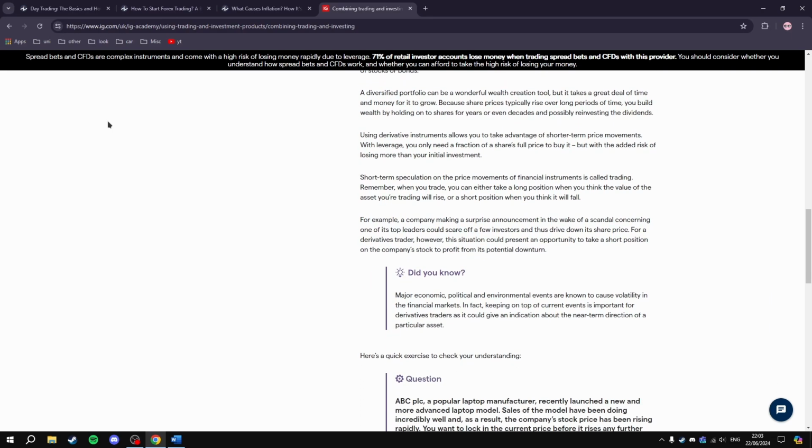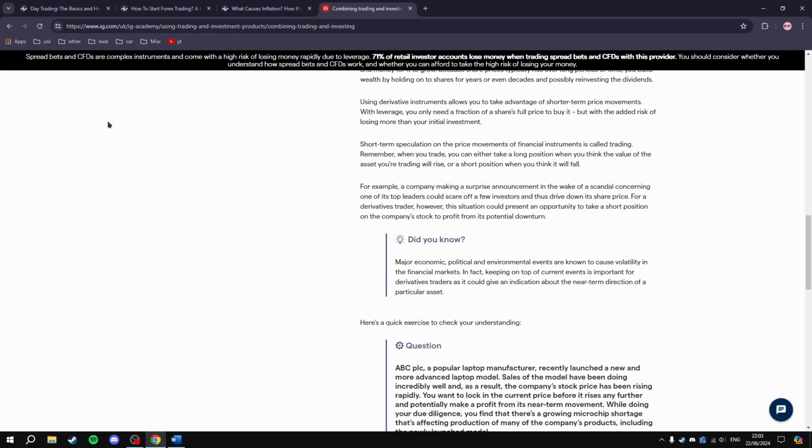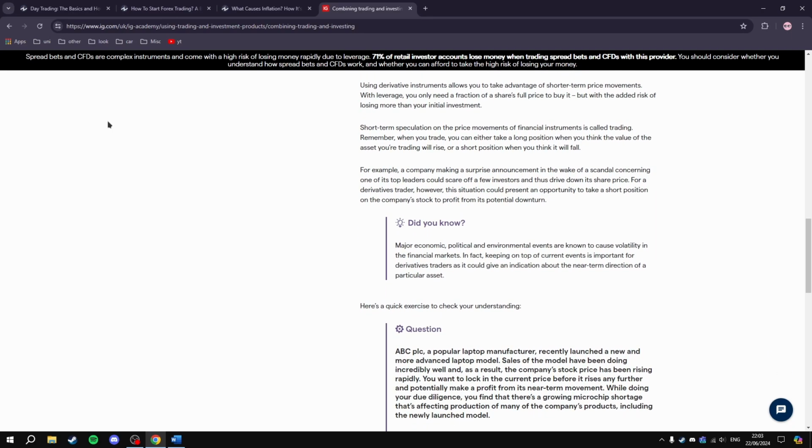A diversified portfolio can be a wonderful wealth creation tool, but it takes a great deal of time and money for it to grow. Because share prices typically rise over long periods of time, you build wealth by holding on to them for years or even decades, possibly reinvesting the dividends. So that's for the long term. For the short term, using derivative instruments allows you to take advantage of shorter term price movements. Then we've got leverage, so owning a fraction of a share's full price to buy it, but with the added risk of losing more than your initial investment.